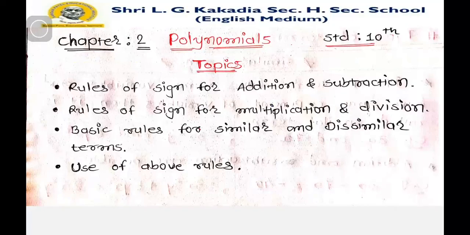Here our chapter number 2, polynomials, and the topics are given as below. First we study rules of sign for addition and subtraction, rules of sign for multiplication and division, basic rules for similar and dissimilar terms. After then, using all these rules, we solve some examples and use of above rules.